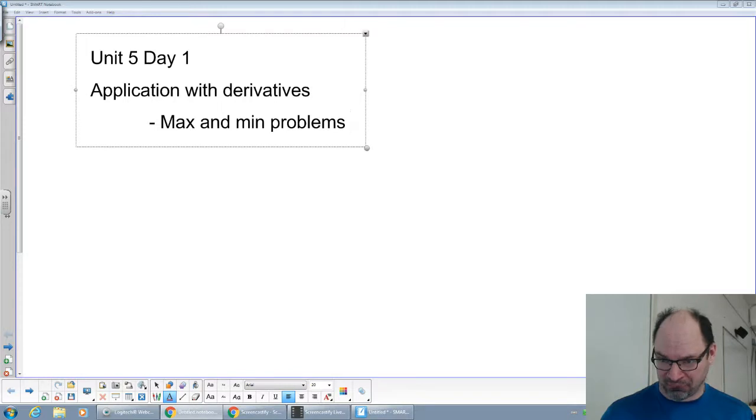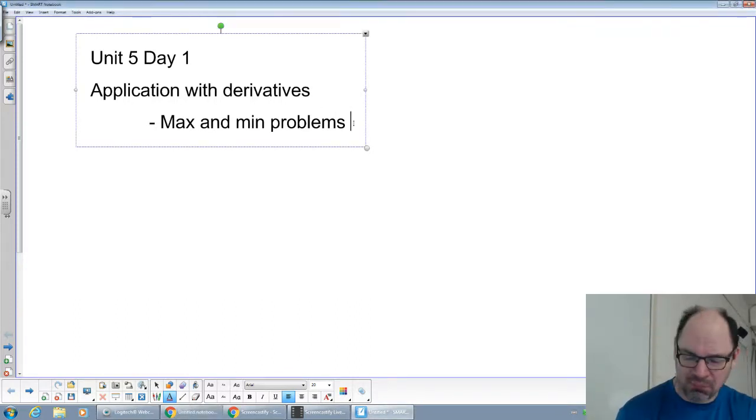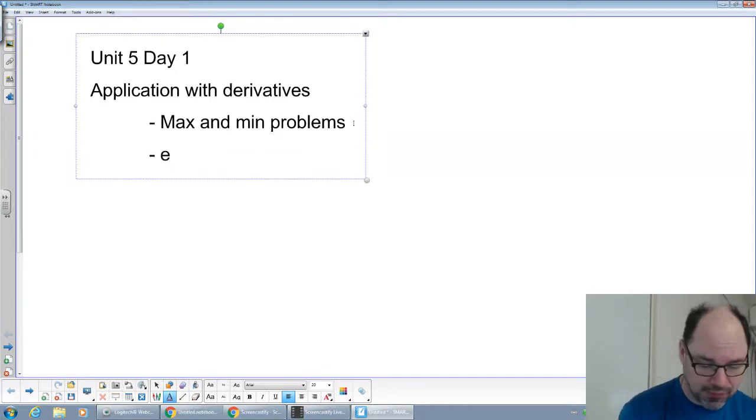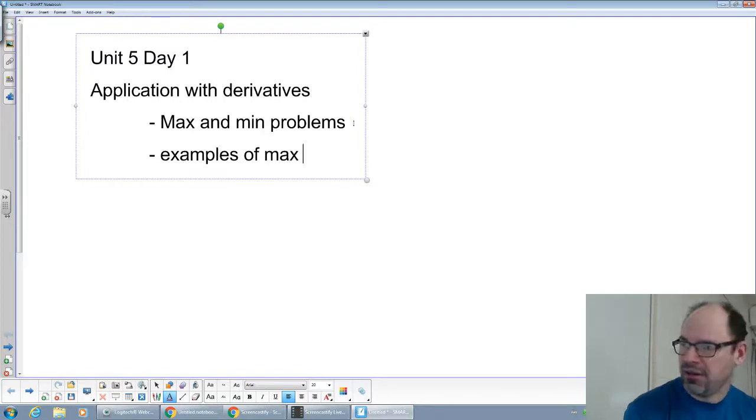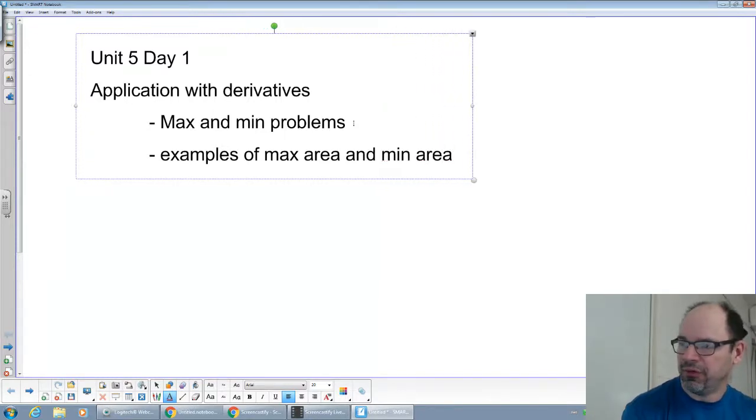And let's see here, my background. We'll get into area. Yeah, we'll do the area problems first. So I think we'll do 2 different kinds of area problems, area perimeter problems. Okay. So we're going to do max and min problems, and we're going to do examples of max area and one of min area. So we'll do 2 today.